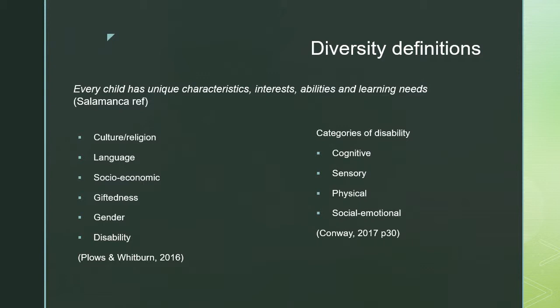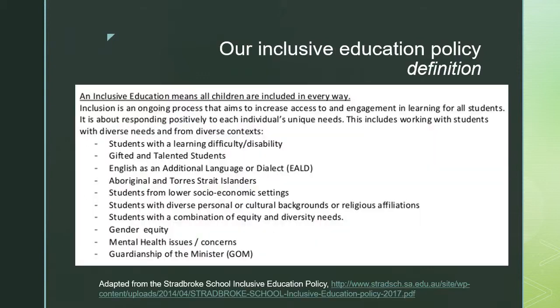Well, here's a list of those factors according to Plowes and Whitburn, and importantly, the category of disability is further broken down by Conway into cognitive, sensory, physical, and social emotional, and these are all aspects that we'll be covering in individual workshops. And as you can see, those various aspects of student diversity are well reflected in our own school policy with a specific local emphasis.